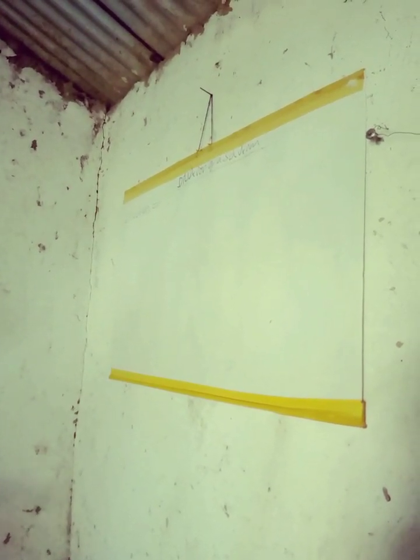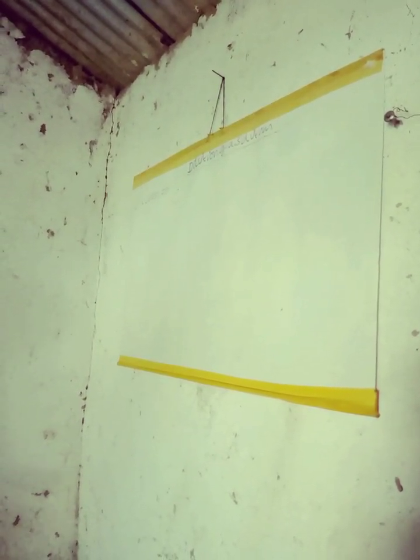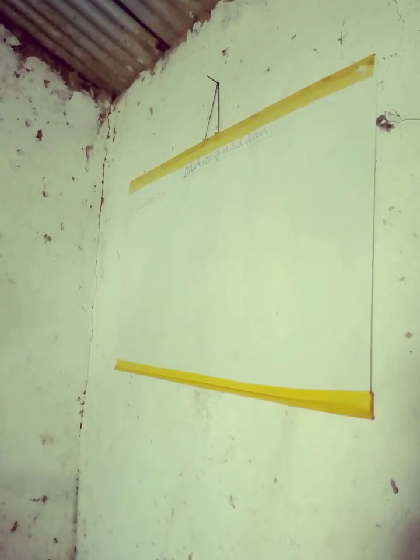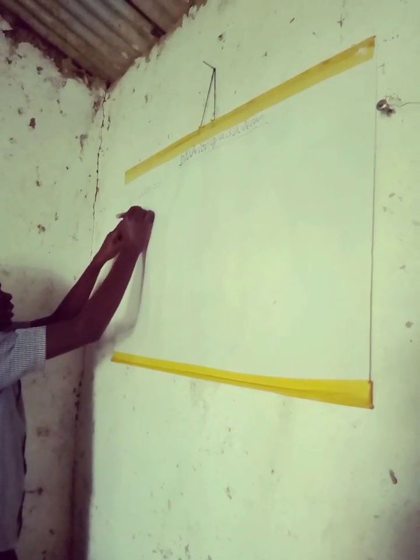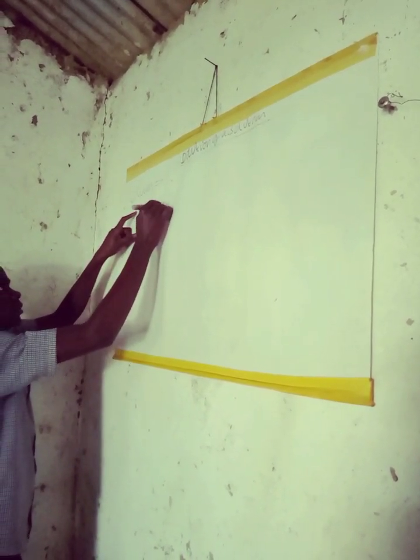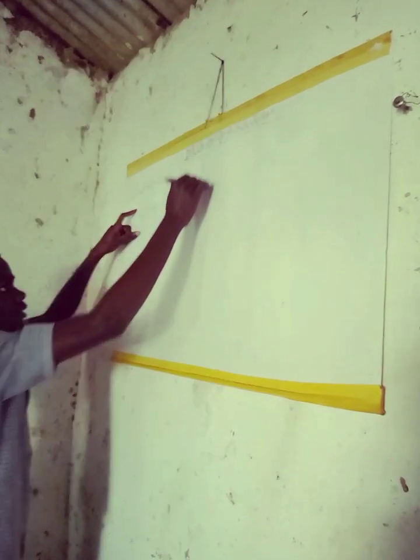So from that, CV is equal to a constant, where C is the concentration while V is the volume. CV is equal to constant.